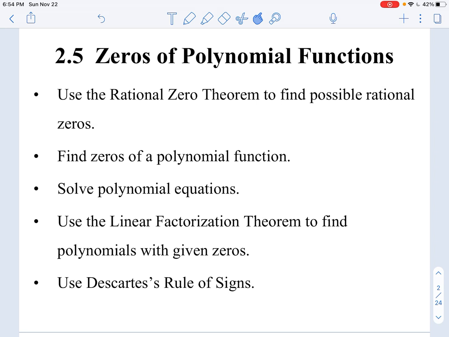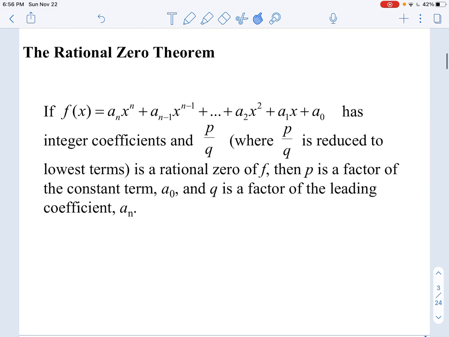What the rational zero theorem is going to do is help you, by looking at the equation, start determining possible solutions that we'll then test to find which ones are solutions. Number 2 says we're going to find zeros of polynomial functions, very similar to what we've been looking at. In tomorrow's lesson, we will look at solving polynomial equations, and then in the third part, we will use the linear factorization theorem to find polynomials with given zeros, and then use Descartes' rule of signs. So let's take a look at the first part.